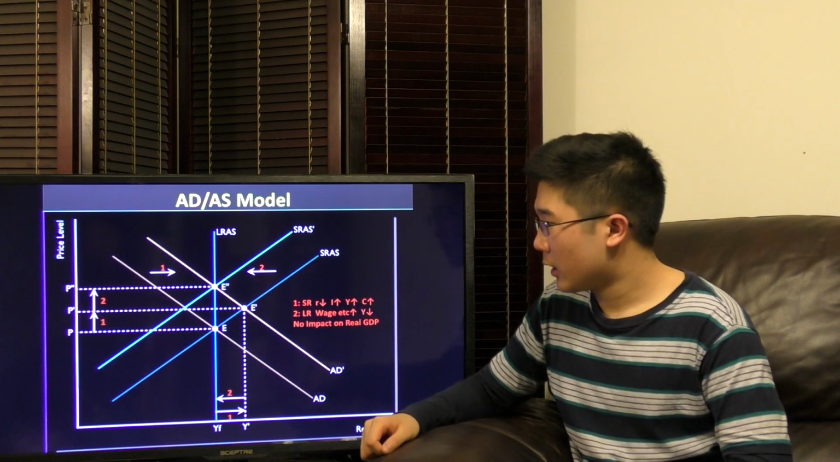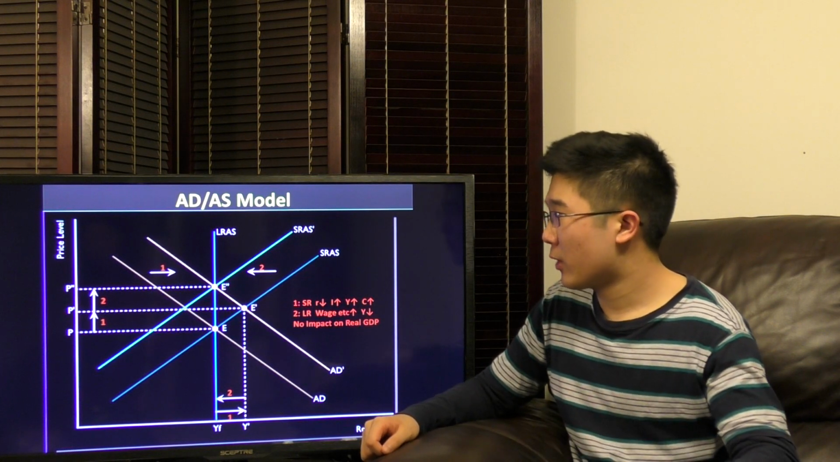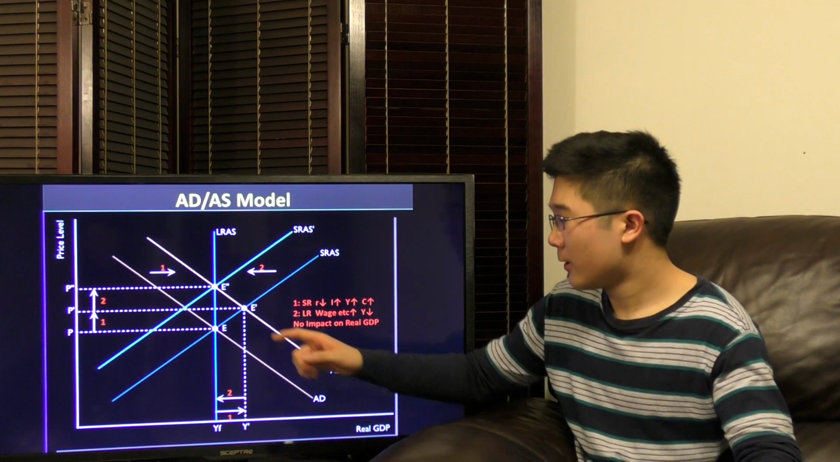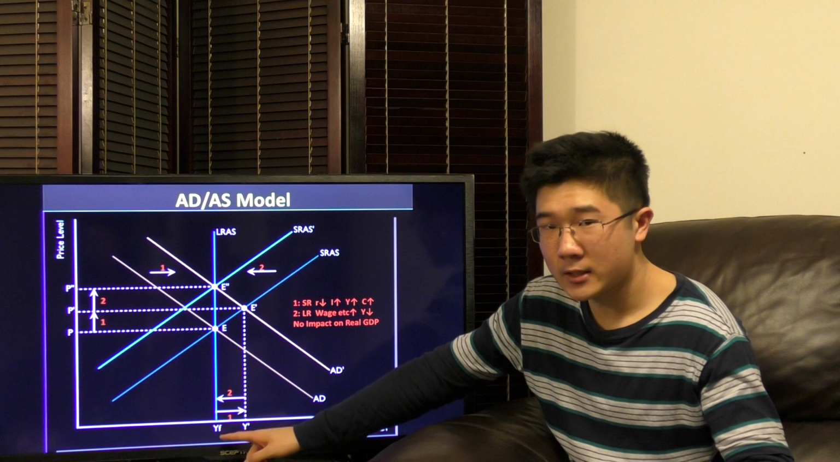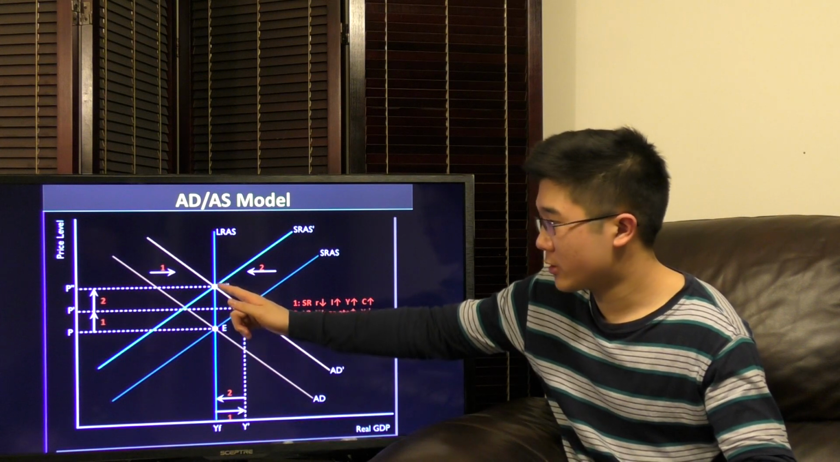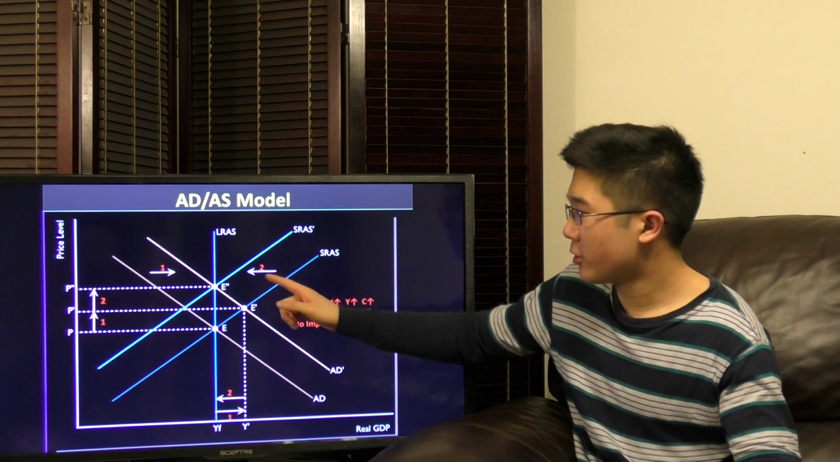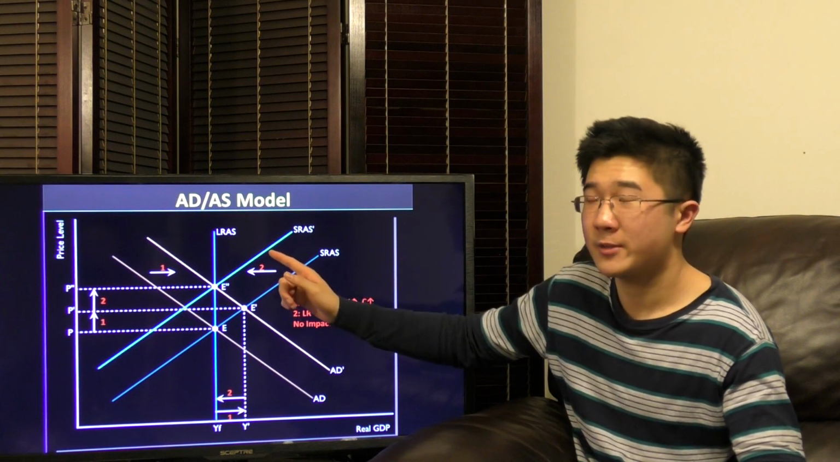And so we see why monetary policy is neutral in the long run on the AD-AS model. Because in the long run, our real GDP does not change, but our price level increases drastically. The long run is represented here, number two, as short-run aggregate supply shifts to the left.